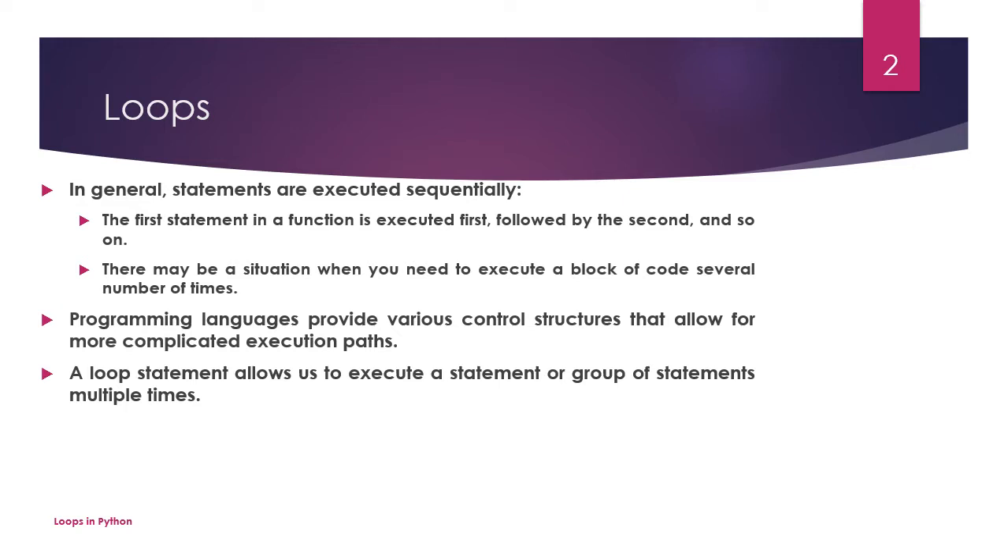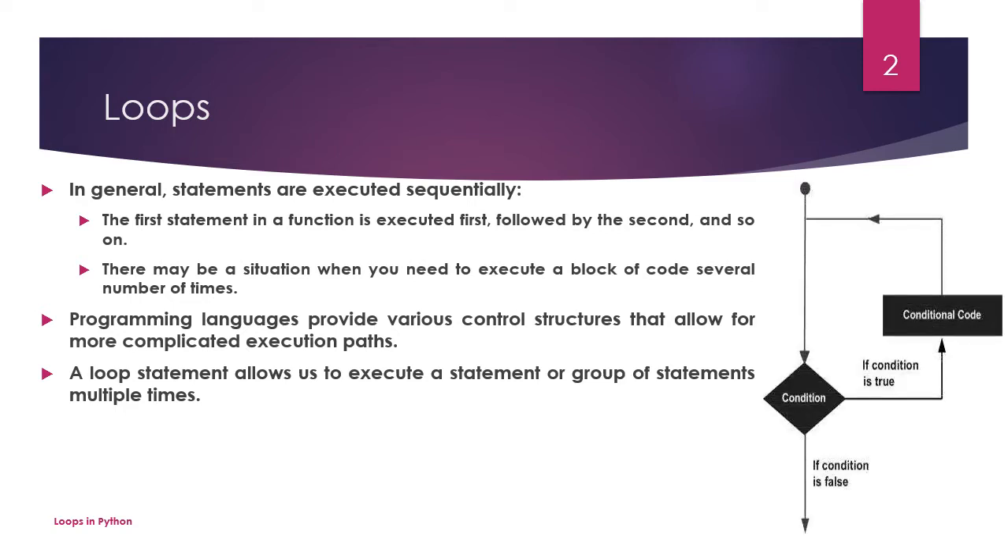Loop statements allow us to execute a statement or a group of statements multiple times. Here is a flowchart showing how a loop statement works. Here the condition is checked. If the condition is true, the conditional code or the code inside the loop will be executed. Once the code is executed, it will again check for condition. If the condition is true, the code will be executed, and so on. If the condition is false, the statement inside the block of code or inside the loop will not be executed further.